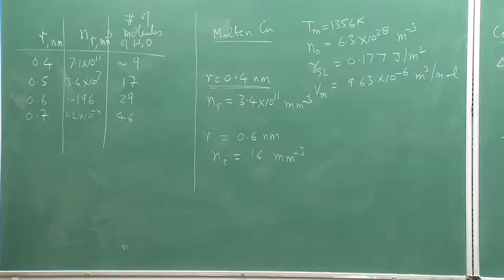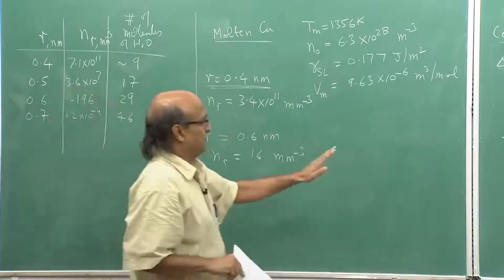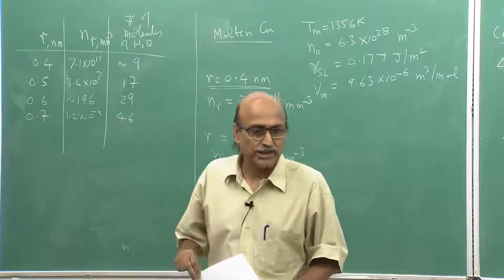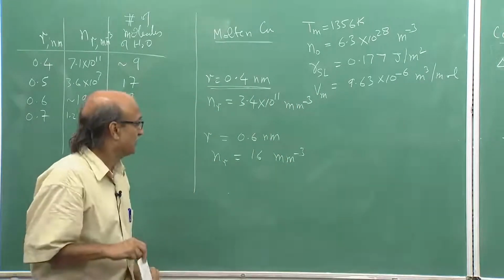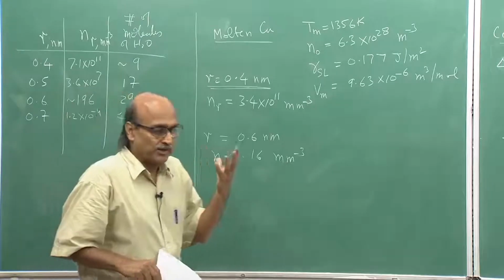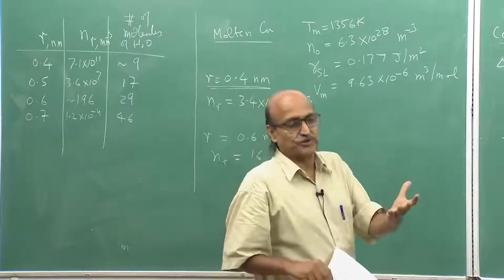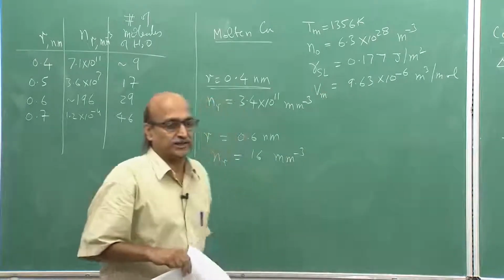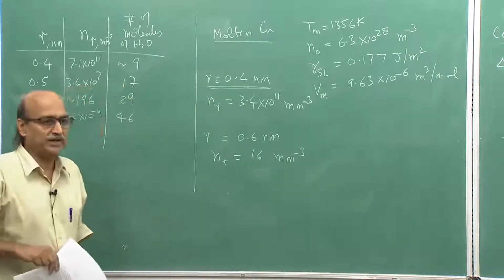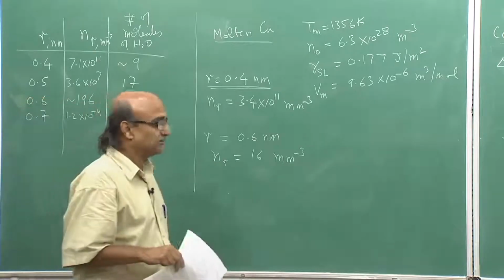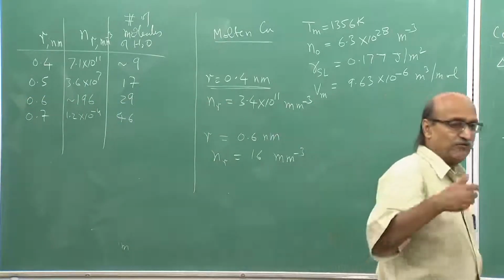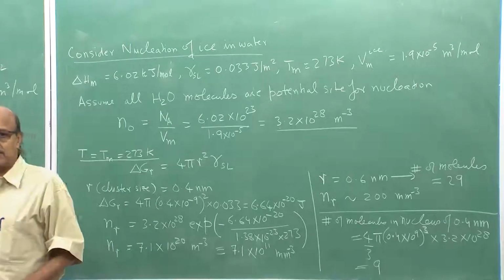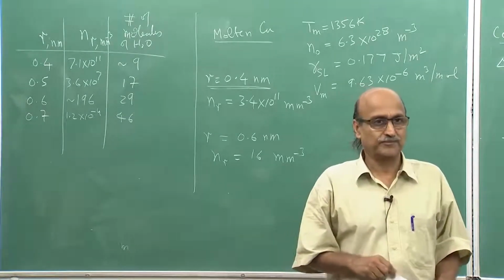So again, what we have done is we have shown the sensitivity of the number of nuclei that would be present as a function of size. So as size increases, the number of nuclei that are expected would rapidly reduce, and this is going to play an important role when we consider in the next lecture the rate of nucleation in a quantitative manner.